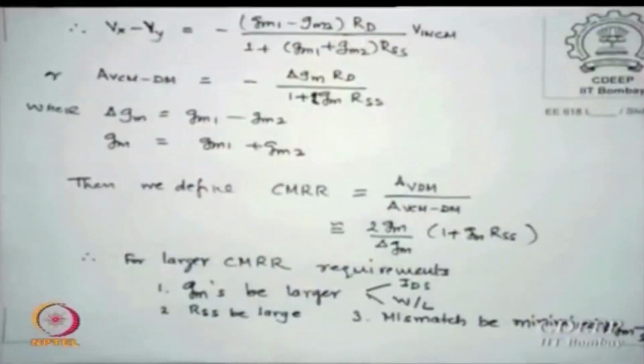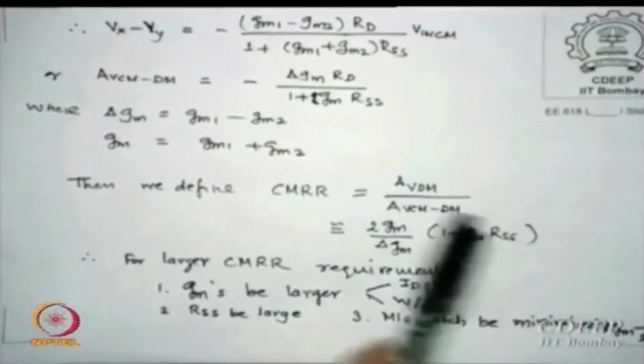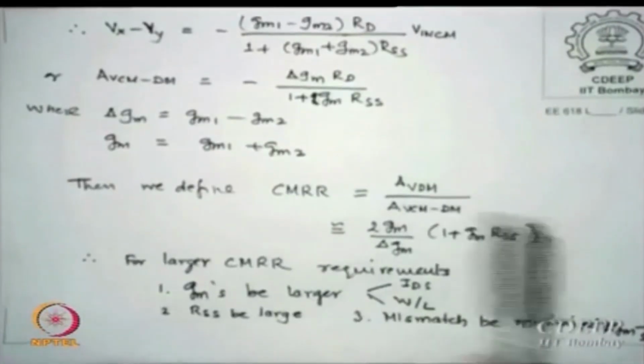The other possibility of improving CMRR is to make this RSS very large, which is what we will try, because if I give a current source for bias, as good a current source as possible, that will be better. And if you can do this, obviously your CMRR will be larger. So now you can see there are parameters which govern CMRR.